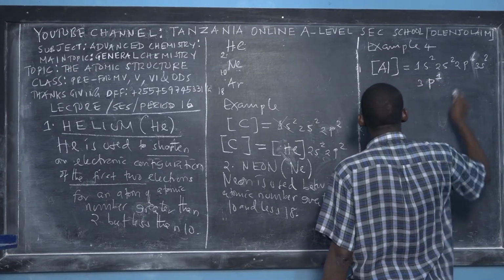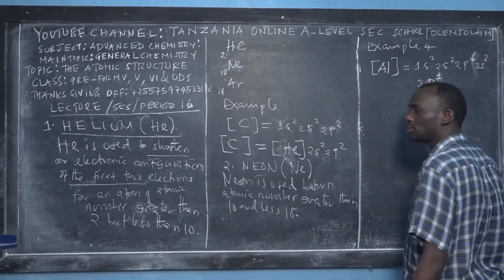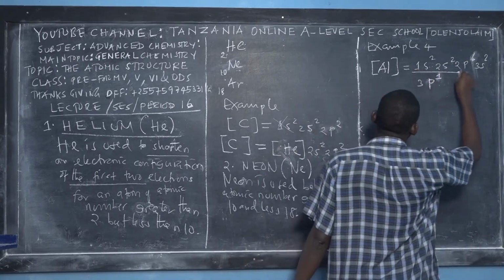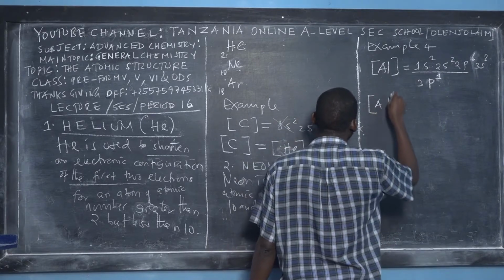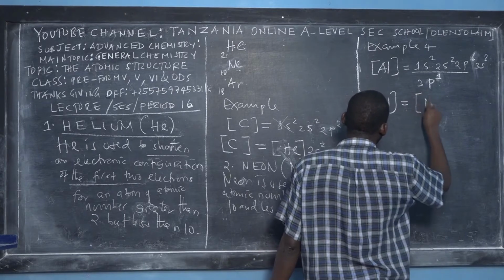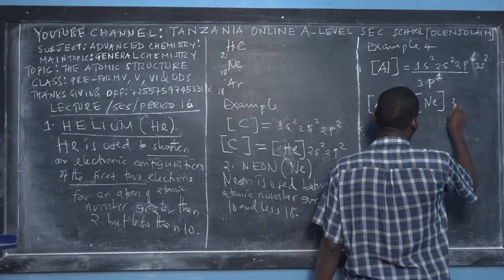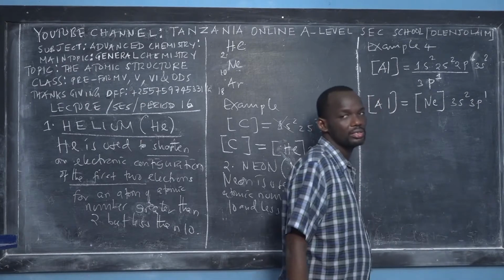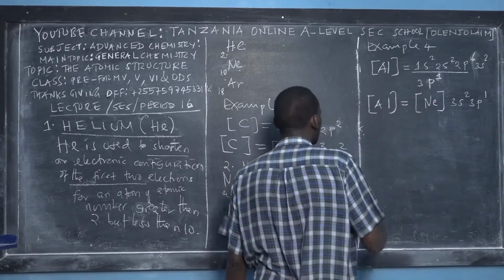But if you examine this electronic configuration, you find that 2 plus 2 plus 6 is equal to 10 now. So it means that you can replace this sequence, and then say that the electronic configuration of aluminum will be equal to the electronic configuration of neon, and then the remaining sub-energy levels are 3s squared, then 3p to the power 1. So that's the concept of neon.